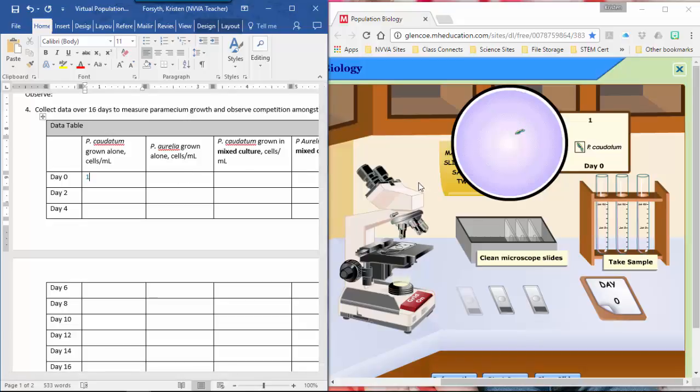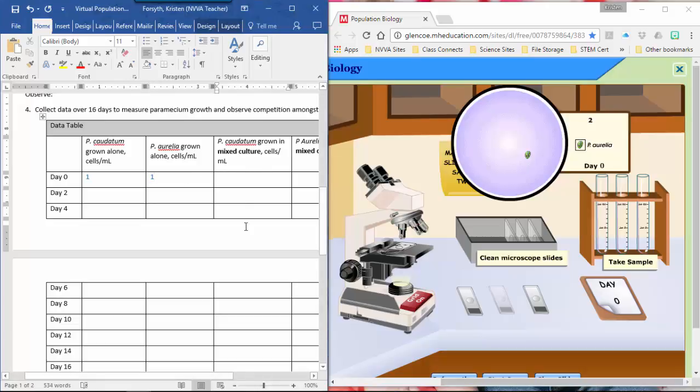Okay. Then once you're finished, you're going to grab the next slide, which would be your second test tube. And this one contains the paramecium aurelia, also day zero. This number is not how many you see. This is just the slide number. So this is from sample one, two versus three. Okay. So you can see day zero, P. aurelia by itself, there was just one. So also you record a one.